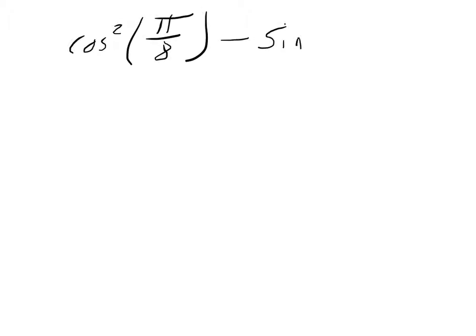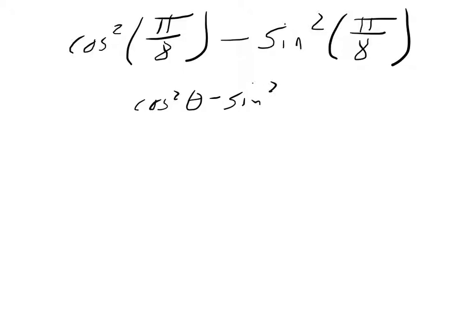So one final example. I'm supposed to find an exact value of an expression like, say, cosine squared of pi over 8 minus sine squared of pi over 8. And I look at that and say, well, now wait a minute. That looks like cosine squared theta minus sine squared theta, and I know that that's the cosine of 2 theta. Great. So again, notice my ratio here. Theta to 2 theta is 1 to 2.